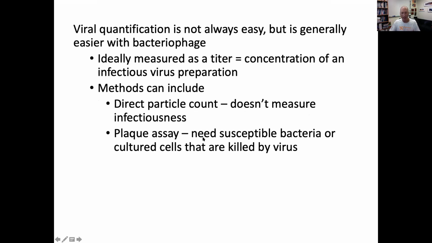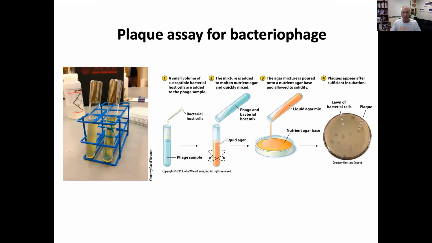In order to do a plaque assay, you need the susceptible bacteria, or if this wasn't a bacteriophage, if it was another kind of virus, you might need cultured host cells that could be attacked and killed by the virus. Okay, so a plaque assay, and again, you're going to have videos to watch on this. The way you do it with a bacteriophage looks like this. So you have a starting culture of live bacteria. They're going to be your host.